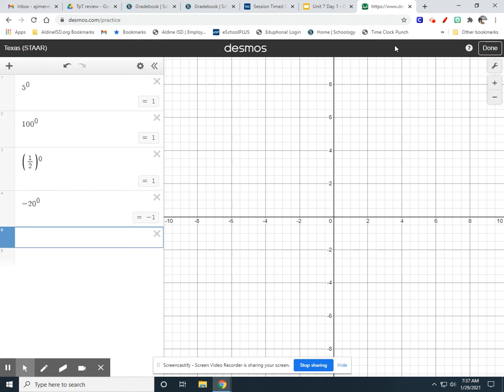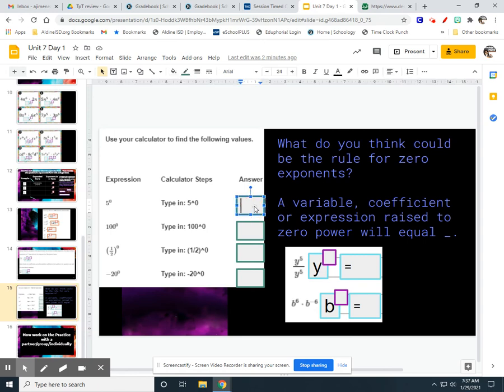This is a negative 1. So all the other ones were giving me 1s, but this one gave me negative 1 because the 20 is the only one that's getting raised to 0. The negative sign isn't. So when I get that 1, I have to bring that minus sign, the negative sign next to it. All right, so we put 1, 1, 1, and negative 1.